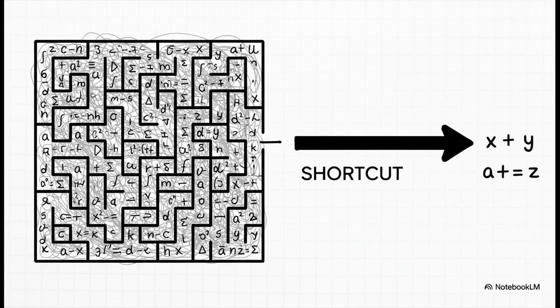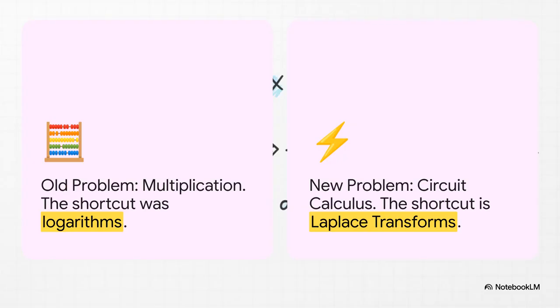But what if there was a shortcut? I want you to think back to a time before calculators. Multiplying two gigantic numbers was a nightmare. Then logarithms came along. And what was their magic? They turned that awful multiplication problem into a simple addition problem. Well, the Laplace transform does the exact same thing for us with circuits. It's our magic trick for turning messy, complicated calculus into nice, clean, simple algebra.